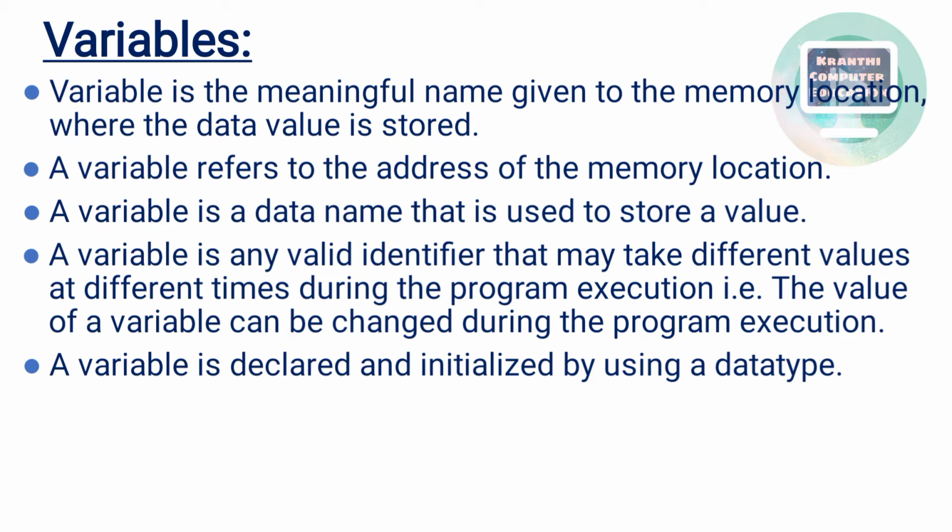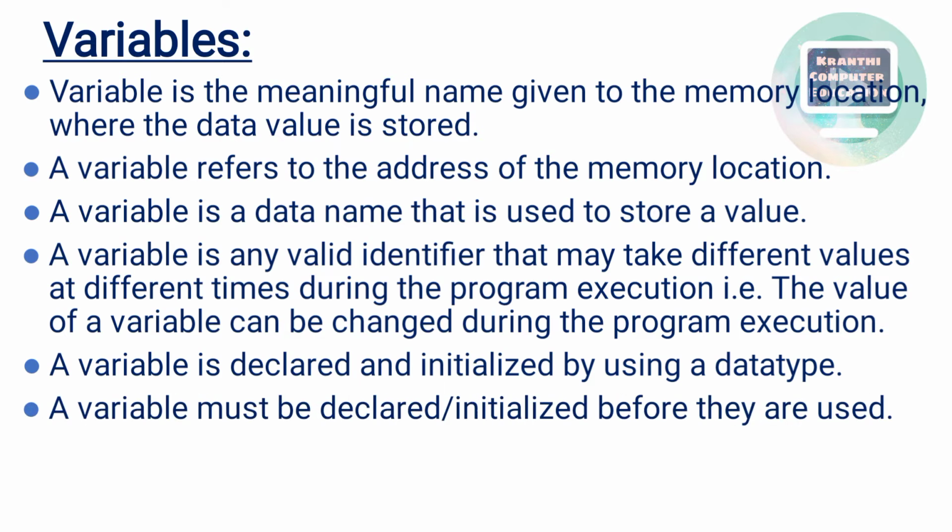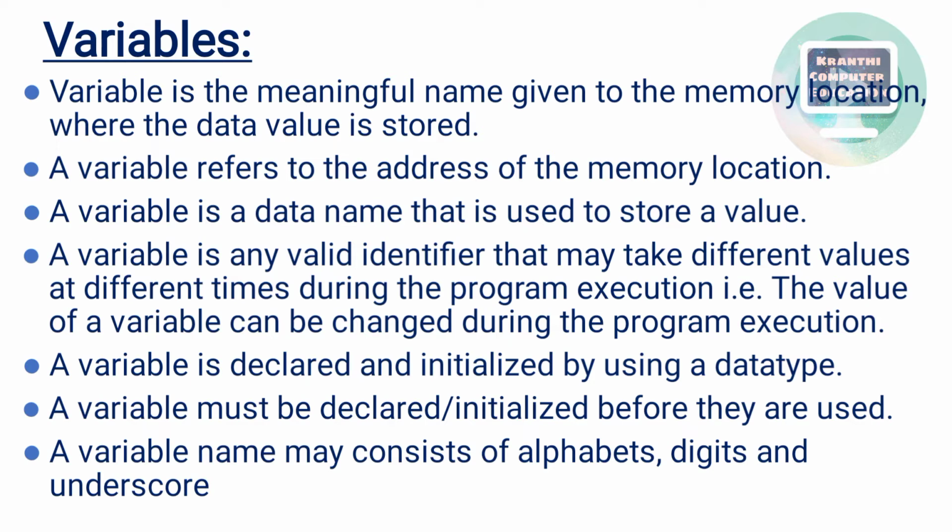A variable is declared and initialized by using a data type. To declare a variable, we have to specify a data type first. A variable must be declared or initialized before it is used. So, before using a variable in our program, we have to declare the variable first. A variable name may consist of alphabets, digits and underscores.